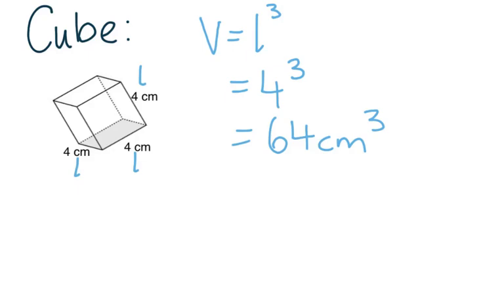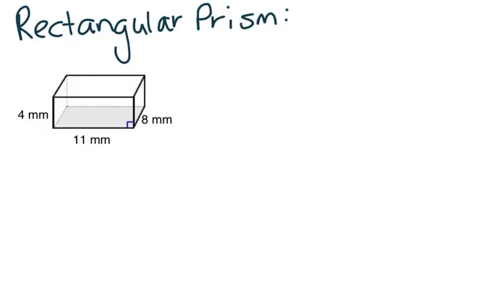So we'll move on to rectangular prisms, which is very similar. So if we were to label this, we would have the length, the width, and the height. Okay, again, it doesn't really matter which way you label it. I just tend to label the length one way and then the width the other, and then obviously the height is top to bottom.